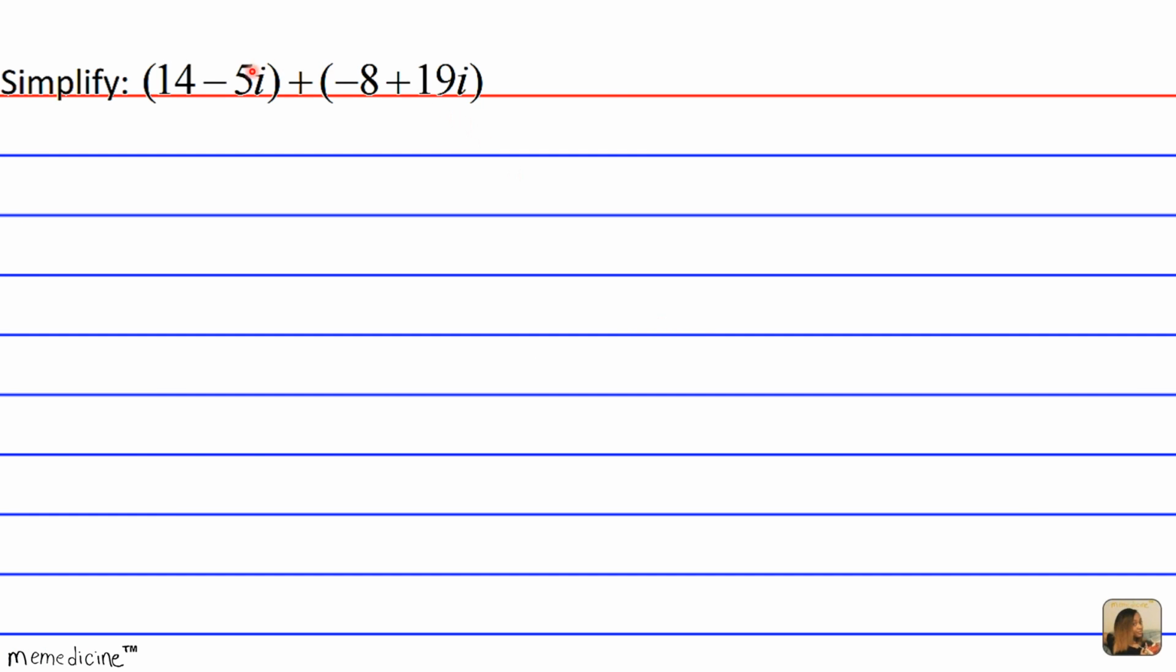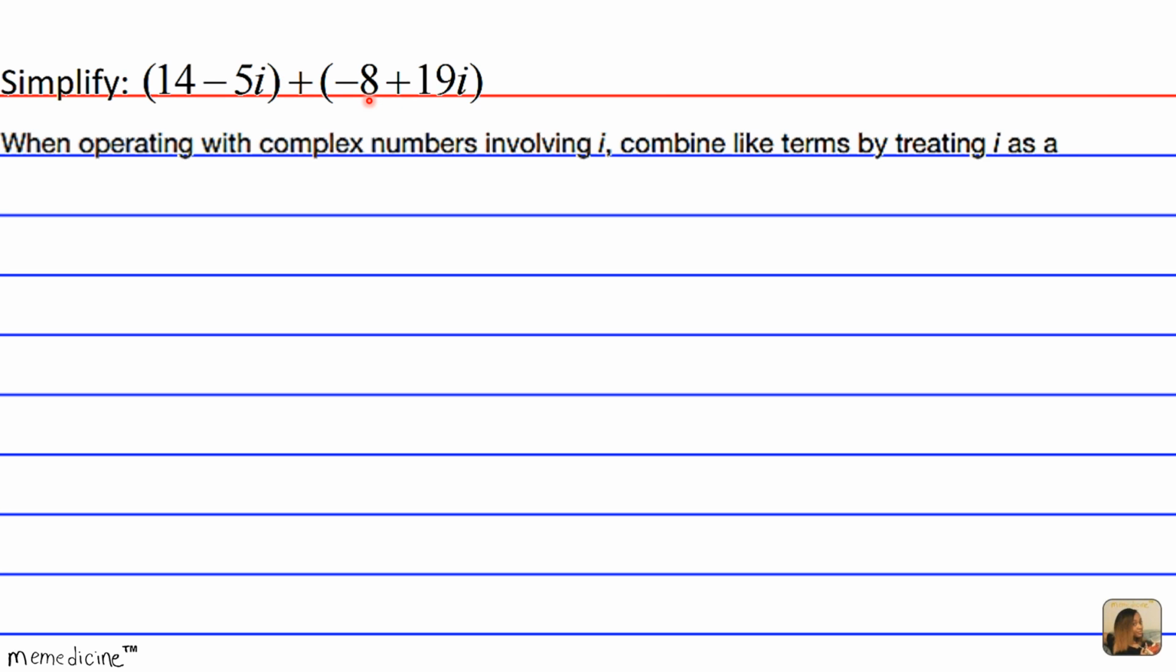Simplify 14 minus 5i plus -8 minus 19i. So what we're going to do when operating with complex numbers involving i is combine like terms, treating i as a variable even though it's a constant. A complex number is a number made up of a real part and an imaginary part. This real portion, let's call it a, could be negative, a fraction, whatever. And the imaginary portion is containing the i. Here it's 5i and here it's 19i.